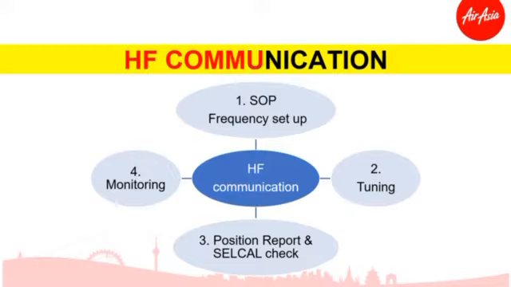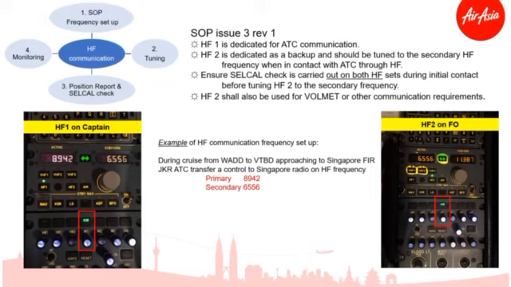After SELCAL check. SOP HF frequency setup. Thai AirAsia SOP has determined how to set HF when it is in use. Mainly, HF1 is for active ATC communication. HF2 is for backup or secondary frequency, or occasionally for VOLMET.